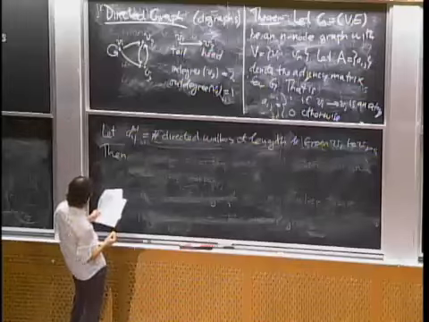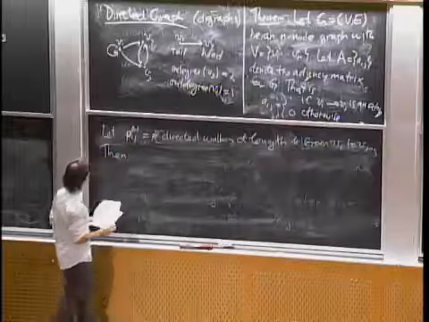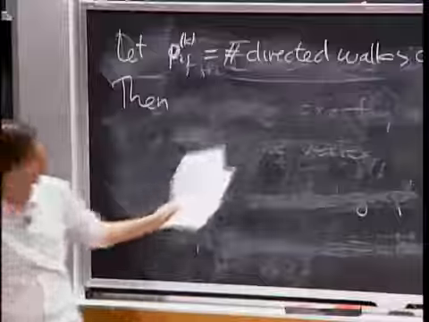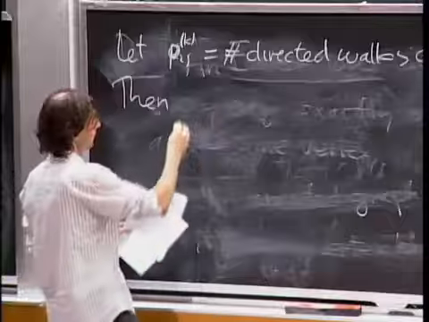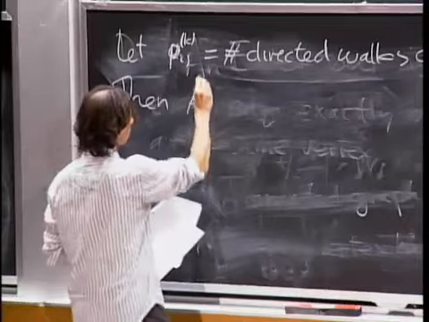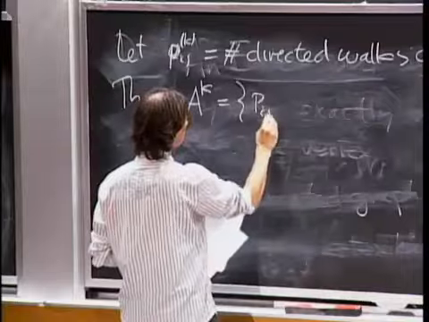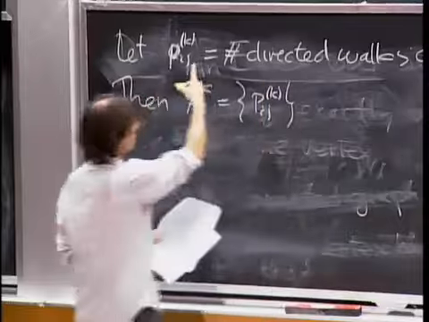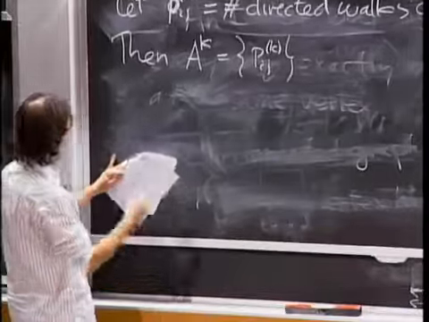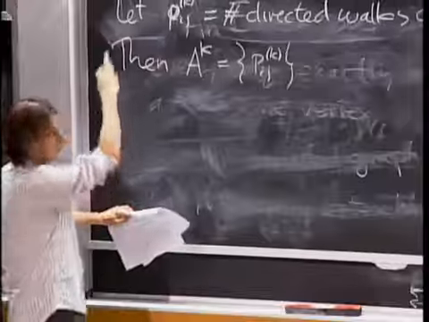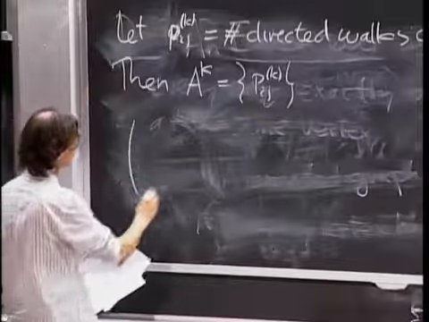Oh, wait a minute. So what did I do here? So actually let pkij be the number of directed walks of length k from Vi to Vj. Then what we can show is if you look at the matrix A to the power k, this is the matrix that contains all these numbers. So let me give a few examples. Let's take the matrix over here, look at its adjacency matrix, take a few powers and see what happens. So the matrix looks like this.